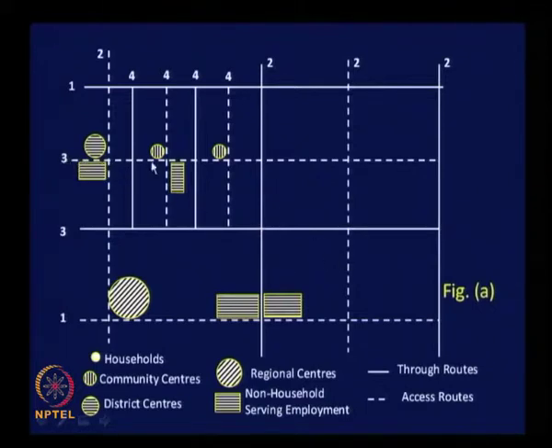And look at type 3 routes. This is type 3 access route. Here we have type 3 through route. This is parallel to type 1, but at right angles to type 2, right. Again we provide access and through routes one after another. Interestingly, you can find that type 4 also has 2 categories.